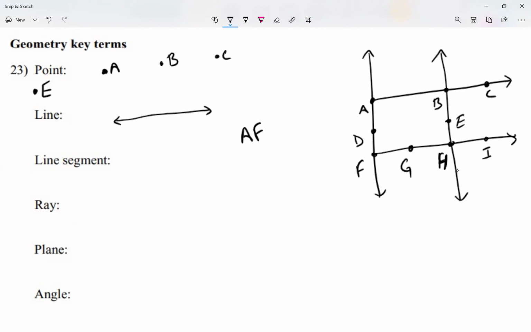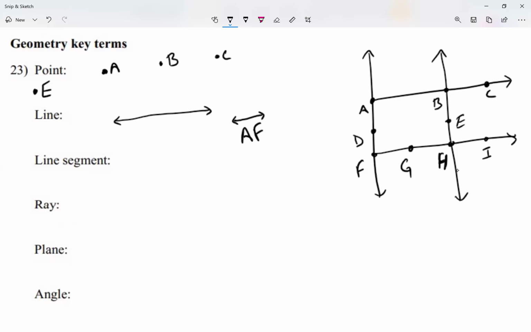You notice how I have this line at the very beginning here on the left? I just chose 2 points that are on the line, and on top of it, I'm going to represent it like this. Notice my arrows on both sides, so I'm expressing that it goes on forever. So I have the line AF. A line is straight and it goes on forever in both directions. It could go up and down, right or left, but in both directions, it goes on forever.